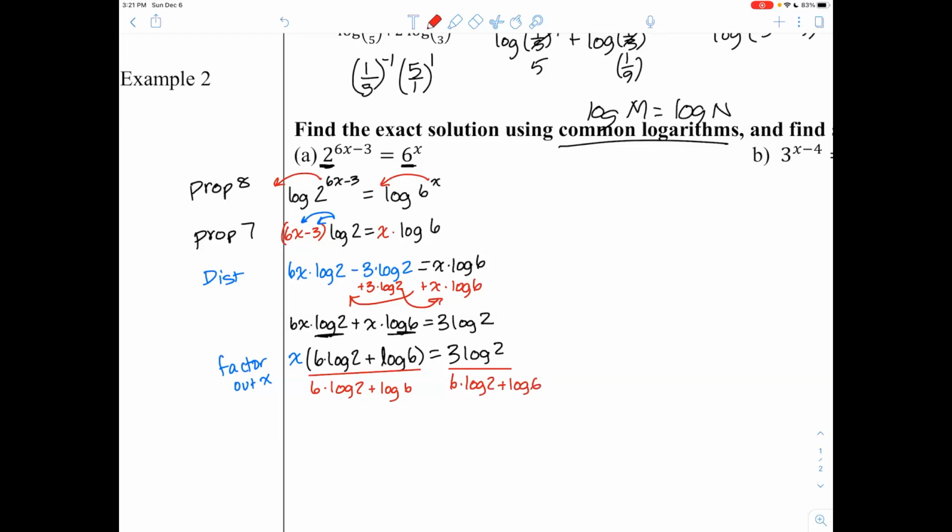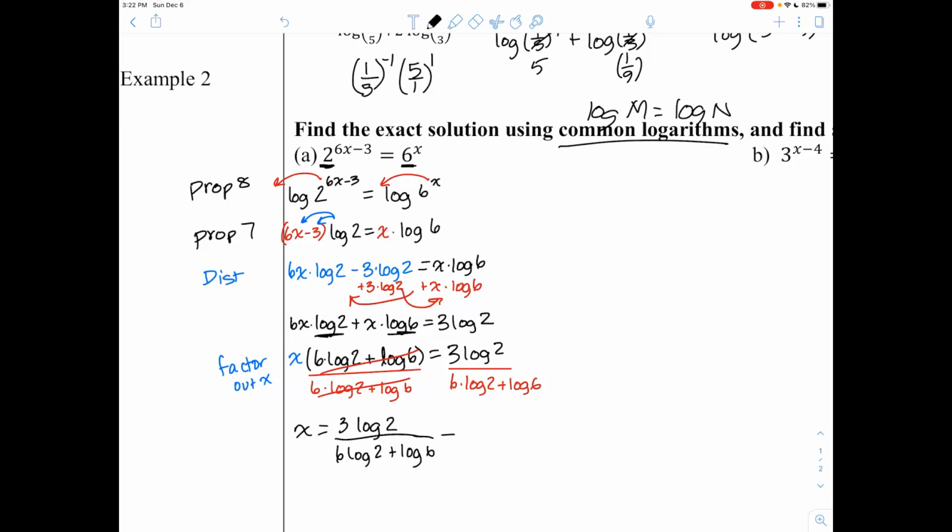Okay, and that'll allow me to cancel and cancel. So I'm isolating x at this point. So x equals, so here's what I have. 3 log 2 over 6 log 2 plus the log of 6. And 3 log 2 is probably a pretty crazy number. Log of 8. It's some weird number. I don't know exactly what it is. It's a decimal. Okay, so I can't simplify the numerator and denominator, like cancel anything.